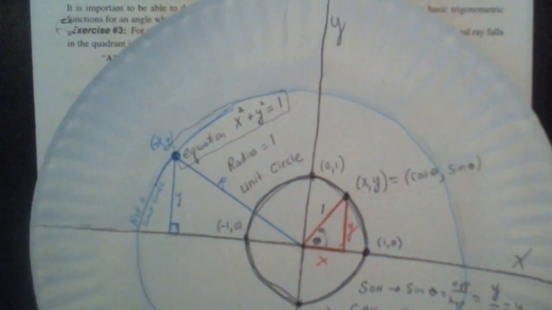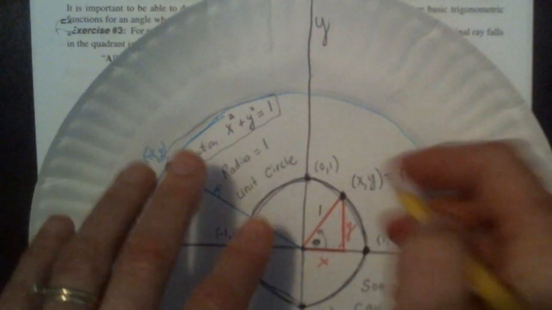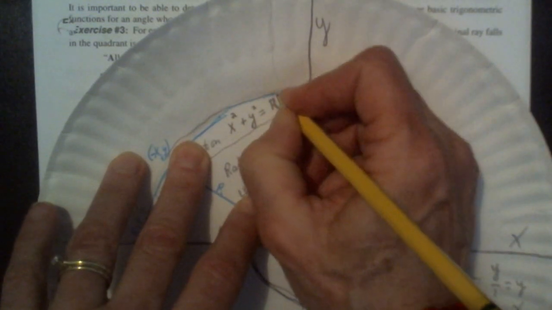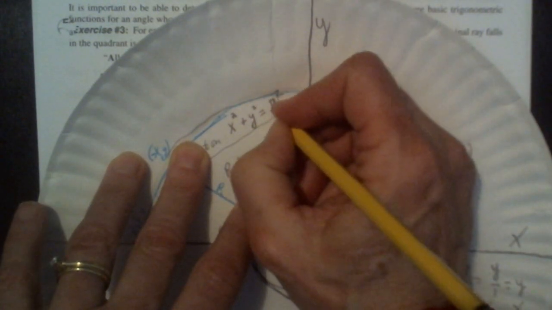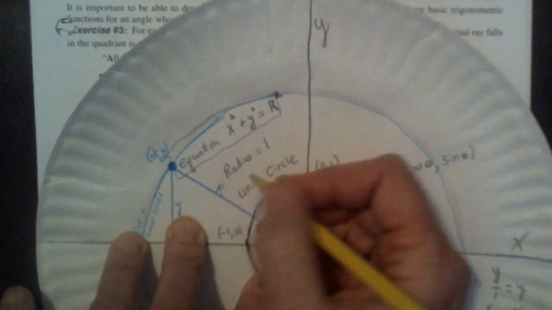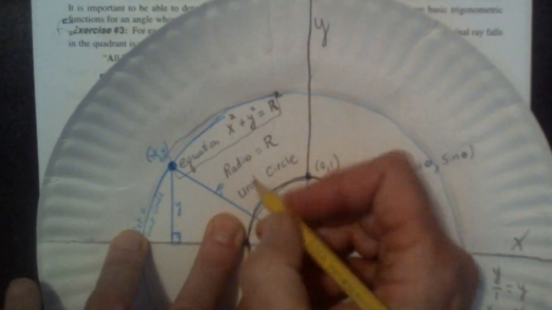So I'm going to have you change, if you've got this equation here, the equation of this blue circle is x squared plus y squared equals r squared. So take that 1 that you created here and call it r squared, because this is r, and this radius is equal to r right here.